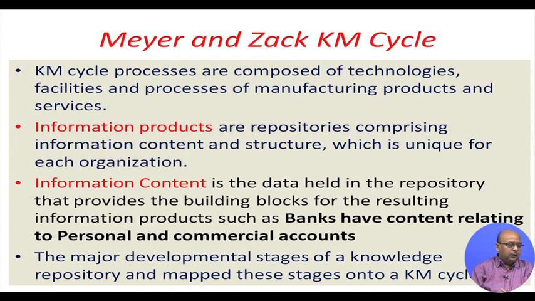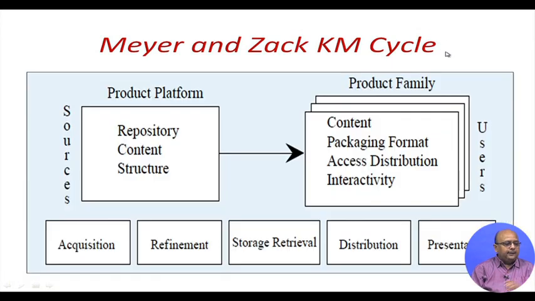So, based on this information content and structure, what he did, he tried to develop a model, and this model includes knowledge repositories mapped into different stages of the cycle. So, we basically talked about 2 things. There are 2 things, one the source and the other the users. Source includes what?